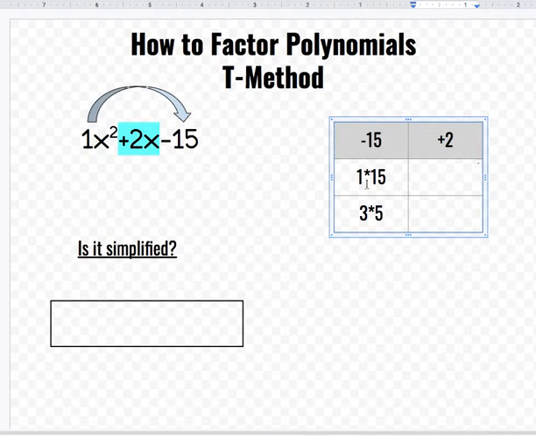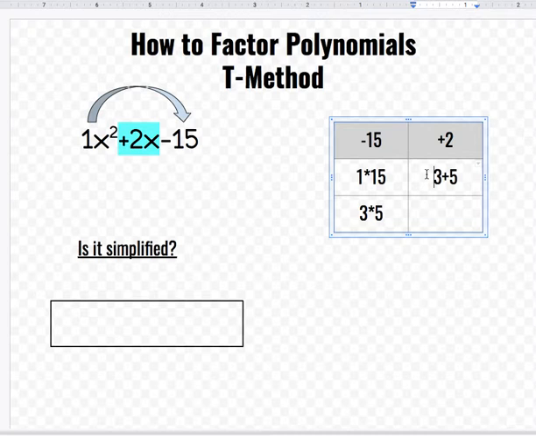So out of those two options, out of 1 and 15 and 3 and 5, which one's going to give me positive 2 in the middle, either by adding or subtracting? It's going to be 3 and 5. Because this is a positive 2, automatically the biggest number also needs to be positive. So the 5 automatically has to be positive because we want to have a positive answer at the end. So the only thing that you get to decide is whether this 3 has to be positive or negative.